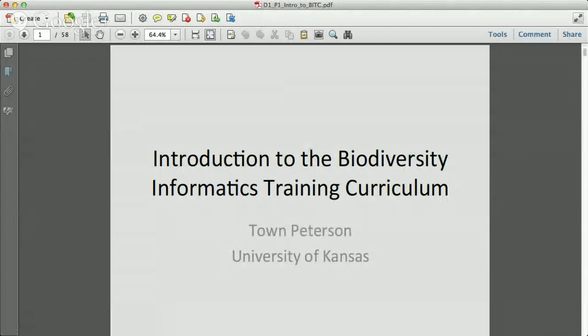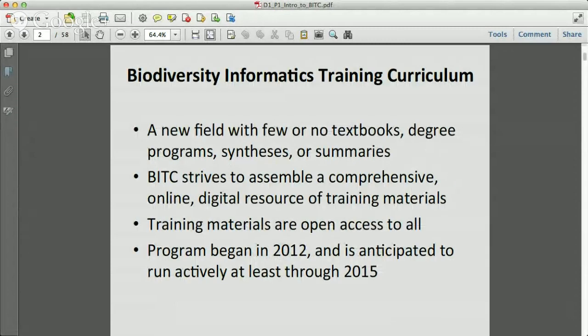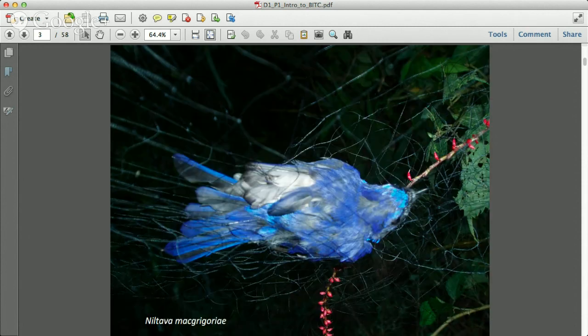So the Biodiversity Informatics Training Curriculum is an effort to provide comprehensive digital resources for a field that is quite new. In fact, it's so new that there are no textbooks, there are no degree programs, there are no syntheses or summaries. The Biodiversity Informatics Training Curriculum is trying to produce training materials that will be online and open to everyone. The program began in 2012 and is funded for activity through 2015. So that's the general program.